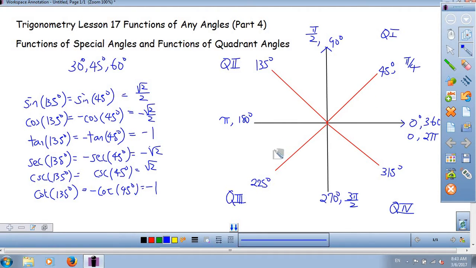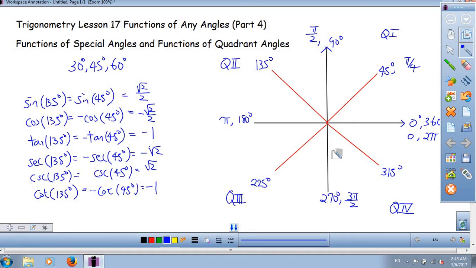All Students Take Calculus, I'm sorry. So ASTC. In the first quadrant, everybody's positive. In the second quadrant, sine and cosecant are positive. In the third quadrant, tangent and cotangent are positive. In the fourth quadrant, cosine and secant are positive. Okay, so that's the basic layout using the quadrants.